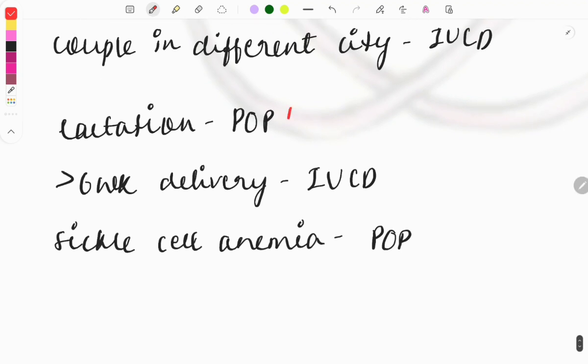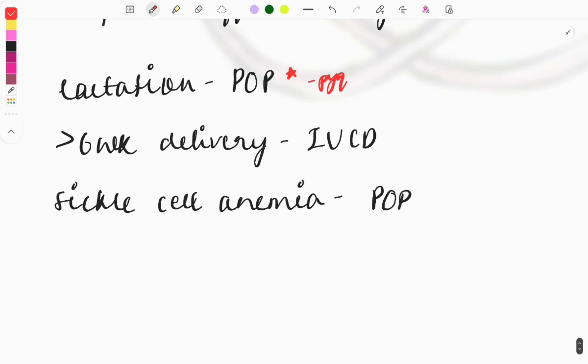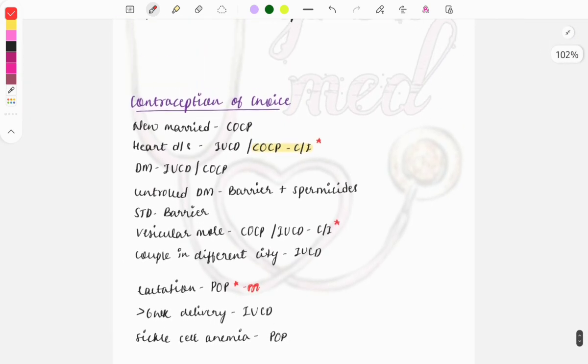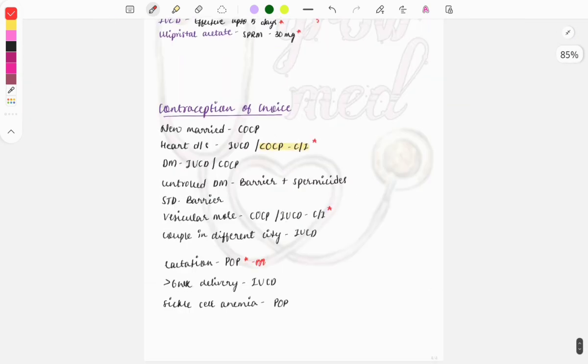And lactation is a very important one. POPs, progesterone only pills, asked multiple times. This question was asked as a PYQ in 2019 and in 2020. So at the time of lactation, progesterone only pills are given. Then after more than 6 weeks of delivery, IUD is suggested or preferred, and in case of sickle cell anemia, progesterone only pills. So these were some contraceptives of choice.